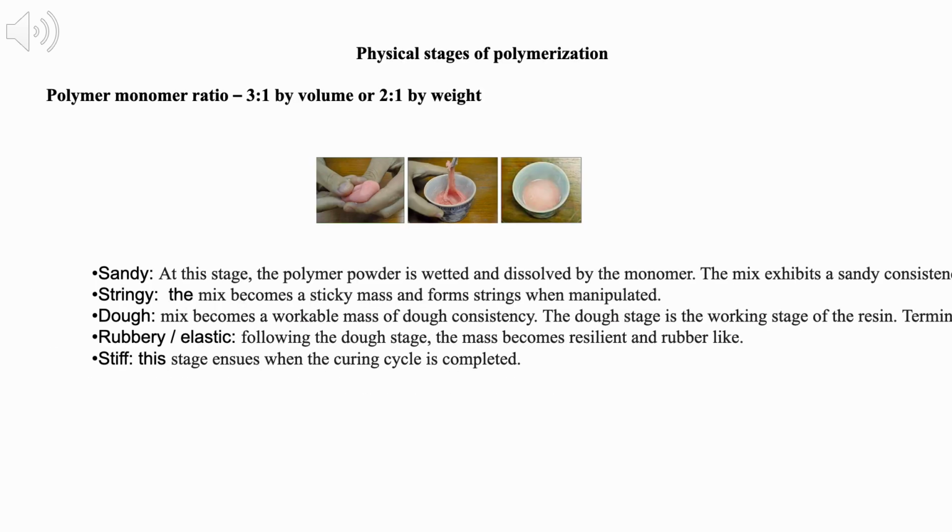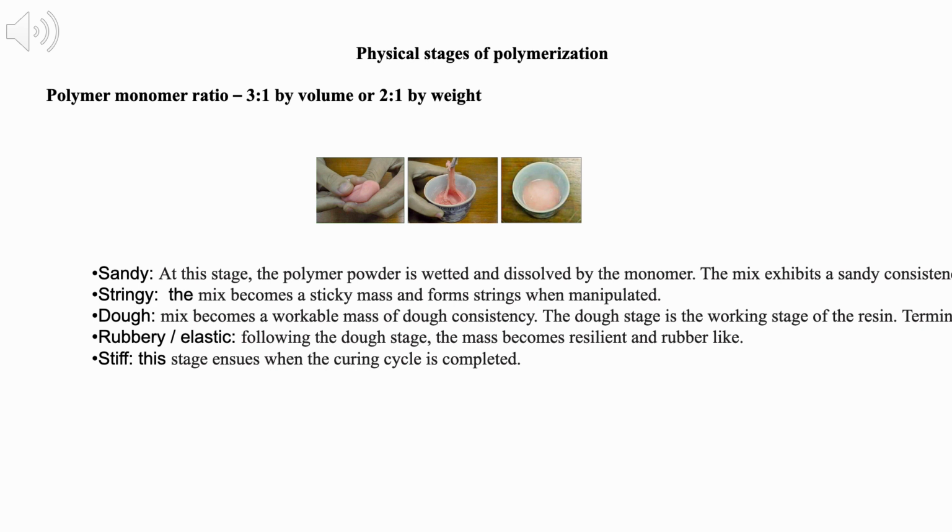Physical stages of polymerization. Polymer-monomer ratio 3:1 by volume or 2:1 by weight. Sandy. At this stage, the polymer powder is wetted and dissolved by the monomer. The mix exhibits a sandy consistency during this stage. Stringy. The mix becomes a sticky mass and forms strings when manipulated.